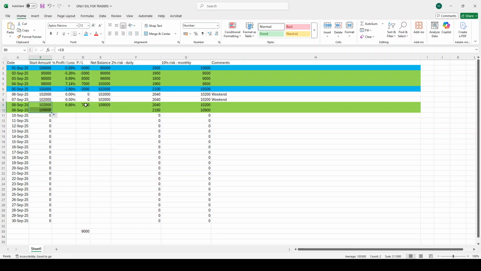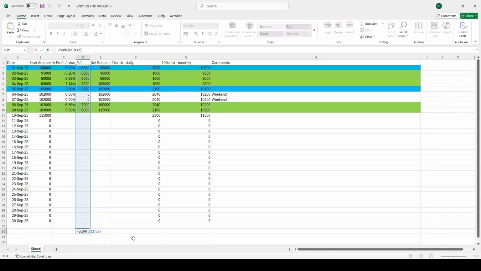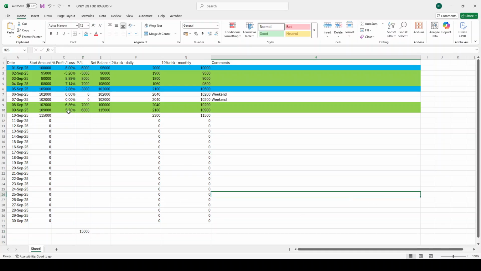So if I drag this here, it will take this opening balance, and then you just have to type in what your net result was for that day. So if I say my net result was 15,000, that means I made a profit. I just need to drag and know how much profit I made. That means I made a 6,000 rupee profit, and now my total balance is 15,000. That day my return was 5.5%.